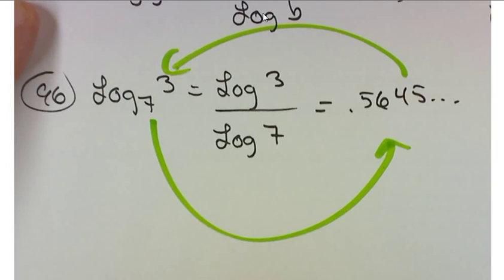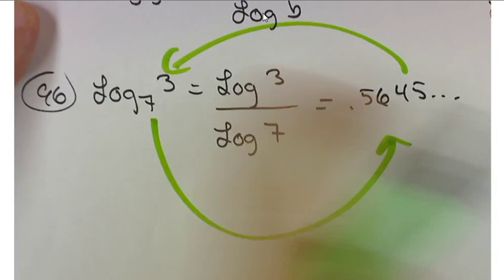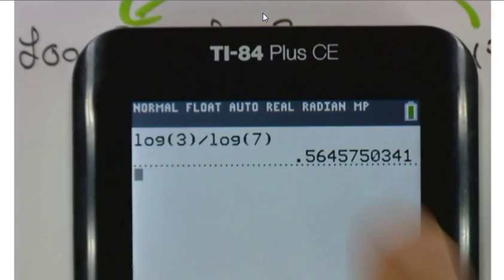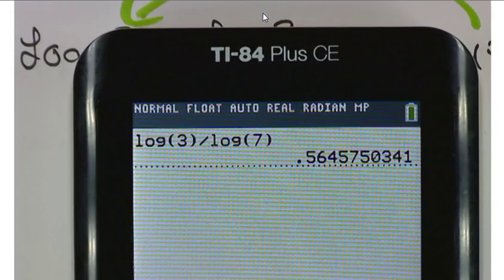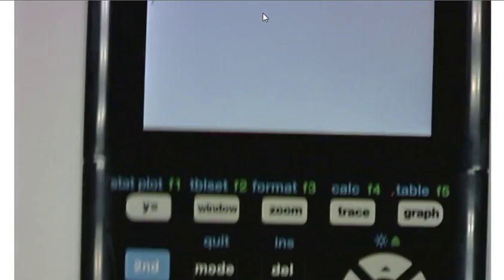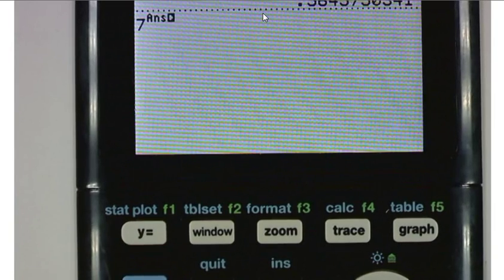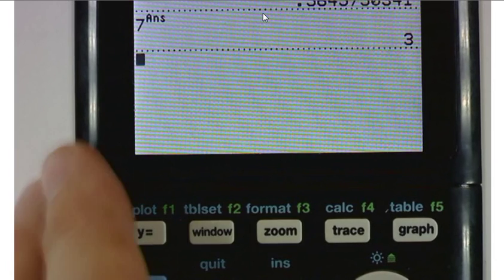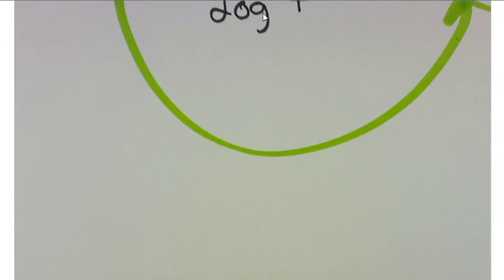Perfect. 7 to this power should be 3. And guess what? What do you have right here? You've got that power. So if you hit 7 and then the power key right up here, so raised to the power of my previous answer, second, and then the minus key, 3. I said minus key. I should have said the opposite key. So you can check these things.